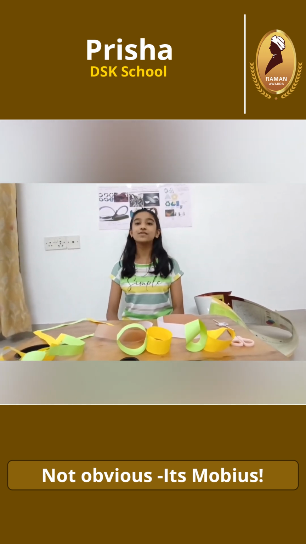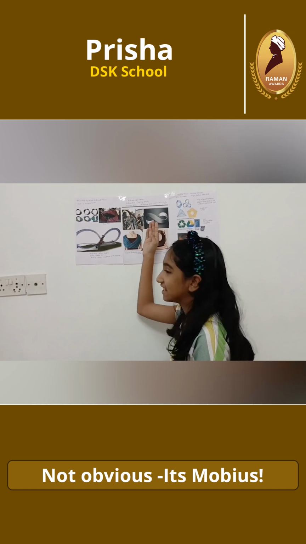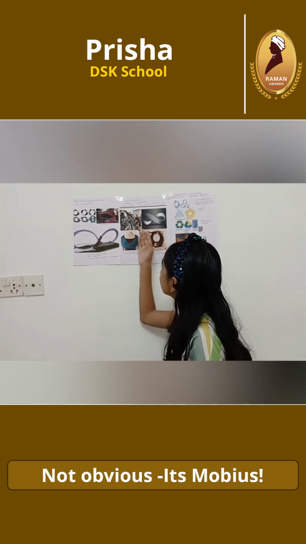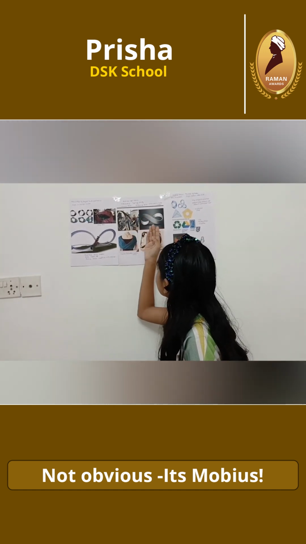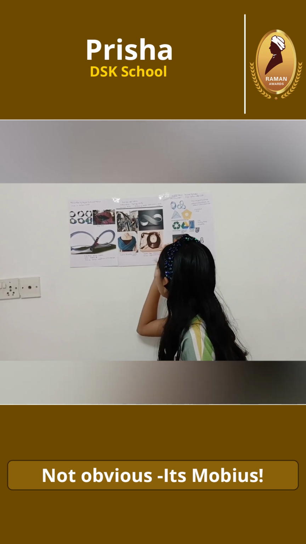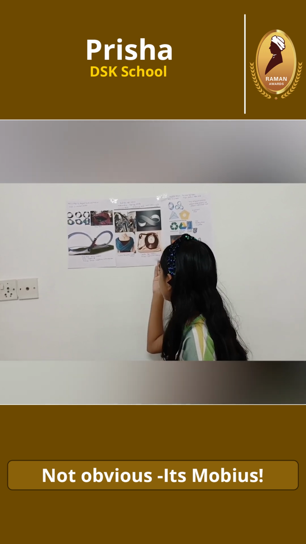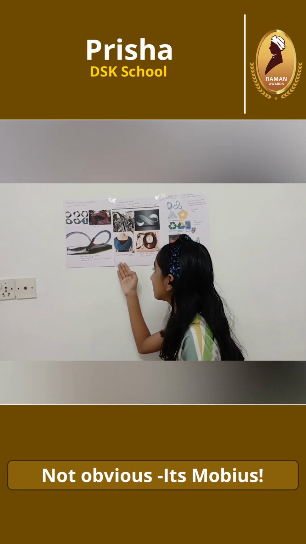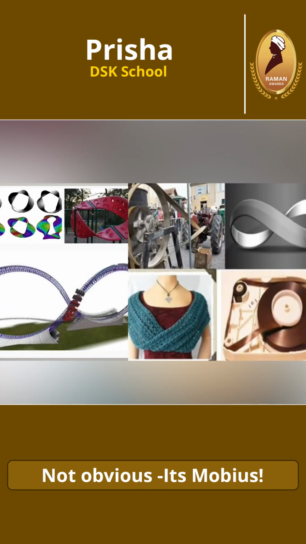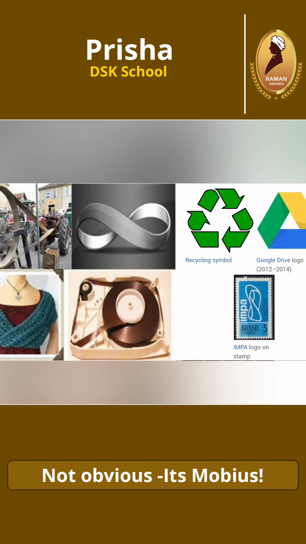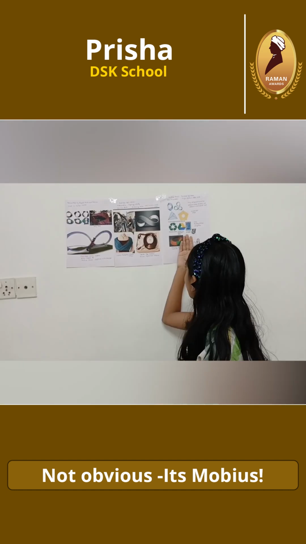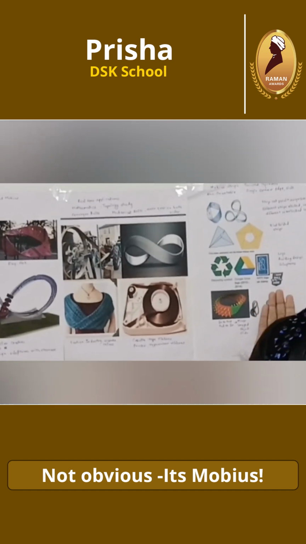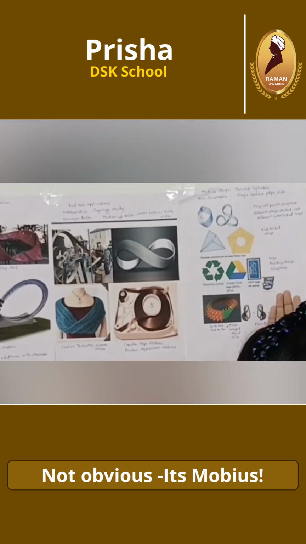Möbius strips are used in mathematics, topological study, and real-time applications such as conveyor belts, mechanical belts that wear evenly on both sides, cassette tape ribbons, printer and typewriter ribbons, also in the fashion industry and roller coasters. We can also see references to Möbius strips in various logos such as the recycling symbol, the Google Drive logo, the IMPA logo on a stamp, and the NASCAR logo.